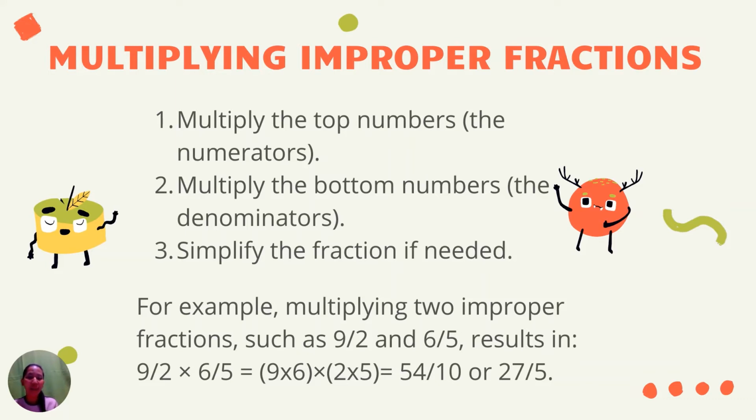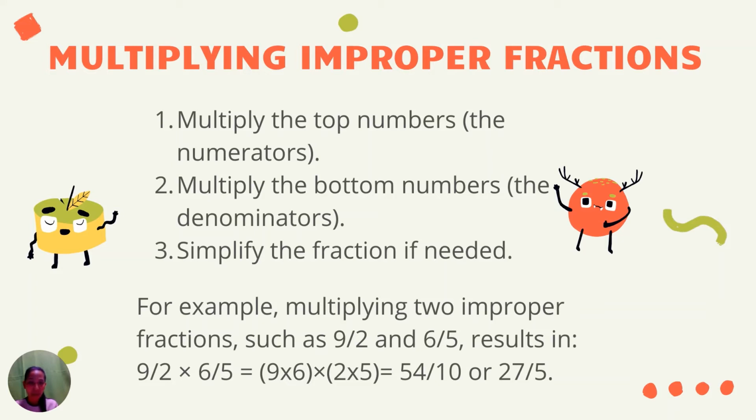Next, multiplying improper fractions. Number 1, multiply the top numbers or the numerators. Number 2, multiply the bottom numbers or the denominators. Number 3, simplify the fraction if needed. Let's see the example. Multiplying two improper fractions such as 9 over 2 and 6 over 5 results in, so yung numerator to numerator again, okay? So 9 times 6 is equals to 54. 2 times 5 is equals to 10.